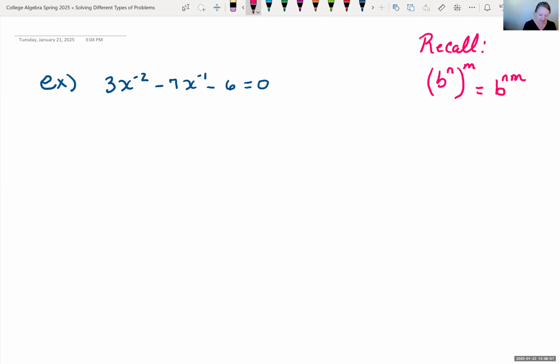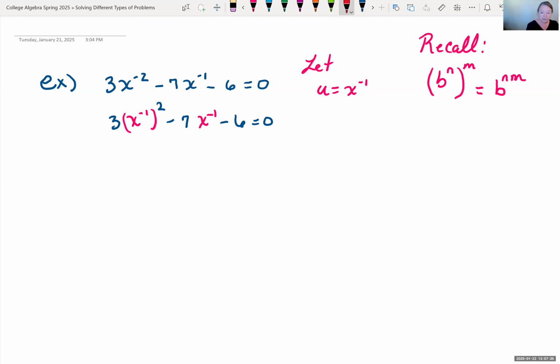I notice that I can let u equal x raised to the negative 1 power. So let's first just rewrite this x to the negative 2 power. 3 times x to the negative 1 power, and then that is quantity squared, minus 7 x to the negative 1 power minus 6 equals 0.